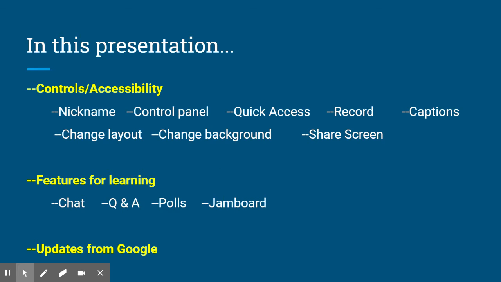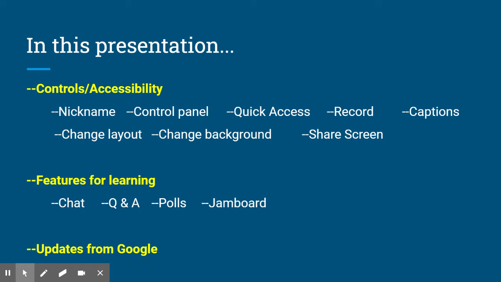So the way I have our presentation set up today, we have three chunks. The first is, again, going to be about controls and accessibility. So different ways that we can set up our Google Meets to maximize our time and to ensure that we're having the best possible experience for everyone involved. Then we'll move into features for learning, again, focused on our world language concepts, how we can use these items within the world language classroom.